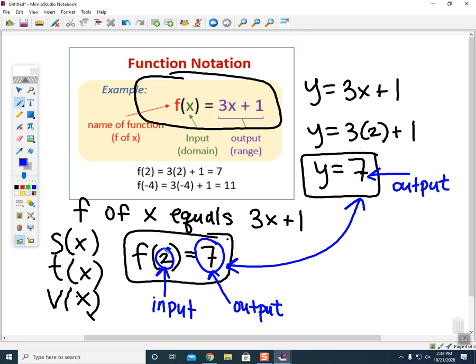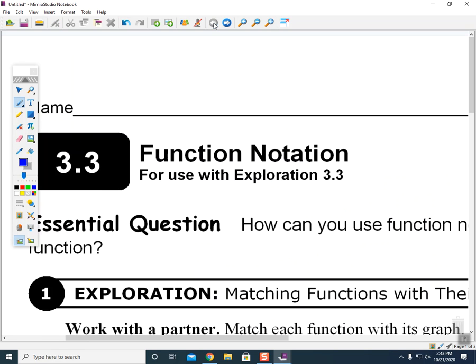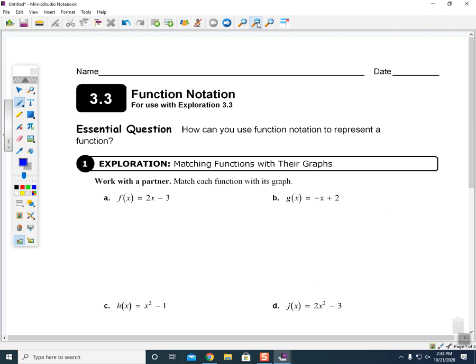This will get easier, I promise. It won't be so bad. So let's look at this worksheet.